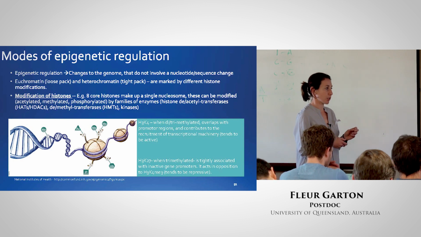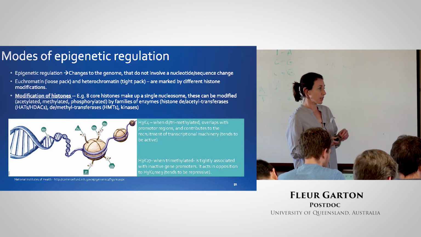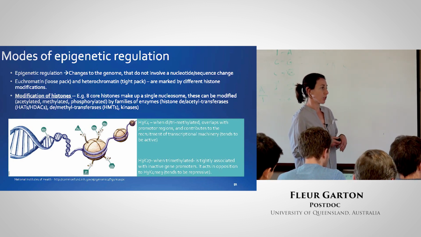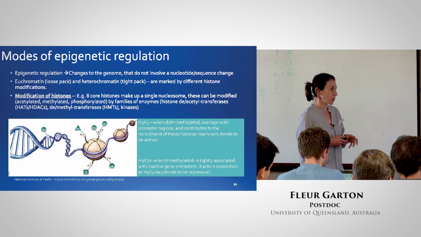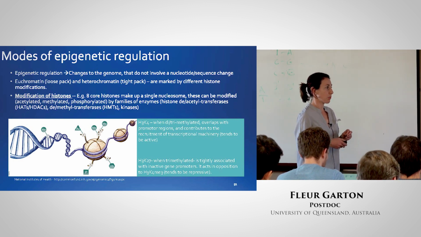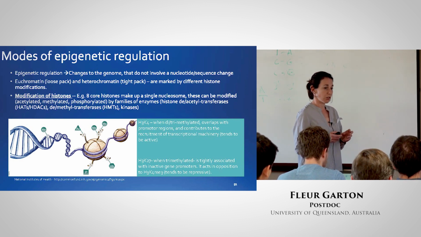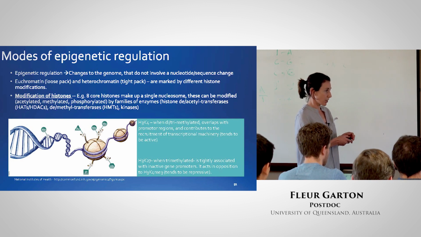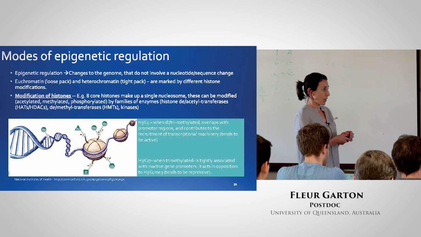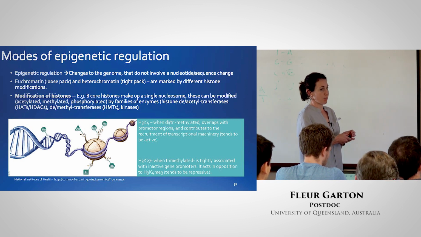Alternatively, the H3K27, when this is trimethylated, it's tightly associated with inactive gene promoters and really acts in opposition to the methylation of the H3K4. Was methylation all on the histones? No, so it's DNA methylation as well. So this is a picture of the histone being modified by methylation, and then we'll just talk about DNA methylation next.